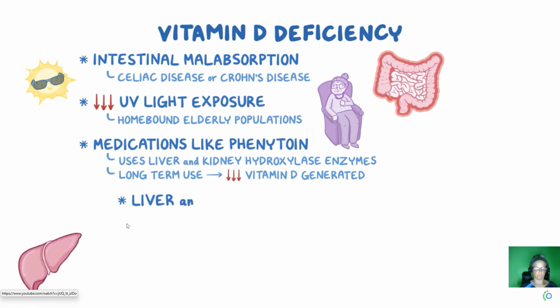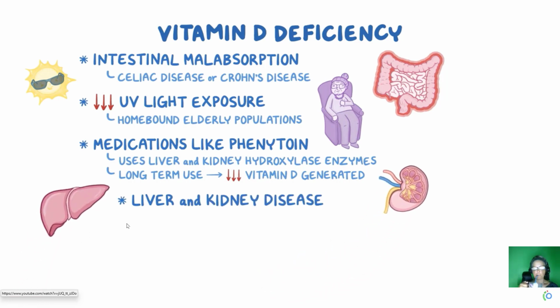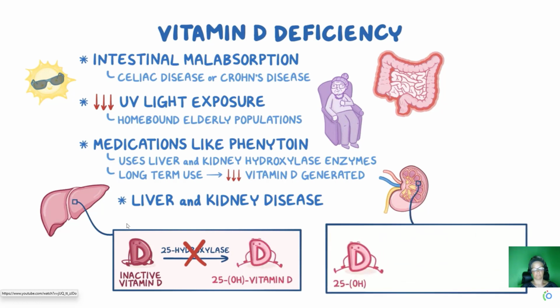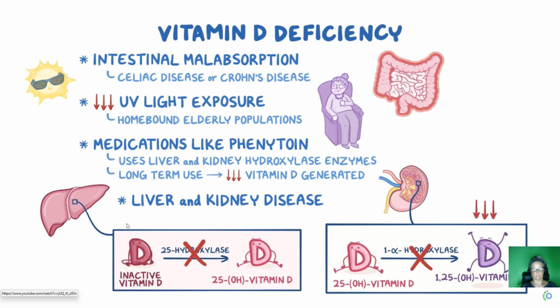And finally, there's liver and kidney disease. For example, rickets or osteomalacia can occur in chronic liver disease due to the liver's inability to turn inactive vitamin D into 25-hydroxyvitamin D. The same goes for chronic kidney disease, where the kidneys can't turn 25-hydroxyvitamin D into 1,25-hydroxyvitamin D. Both conditions result in an active vitamin D deficiency, which leads to impaired bone mineralization.